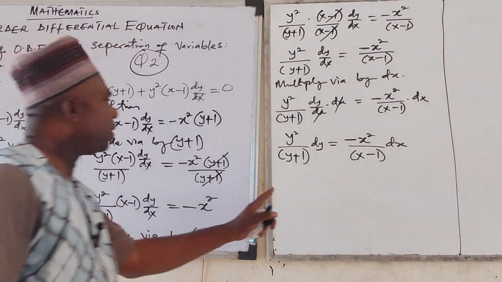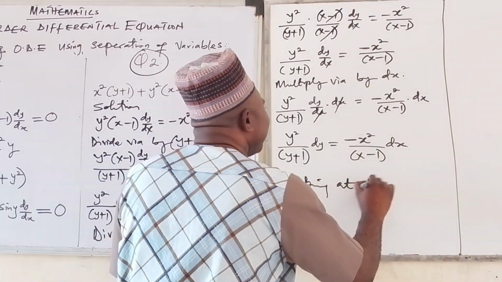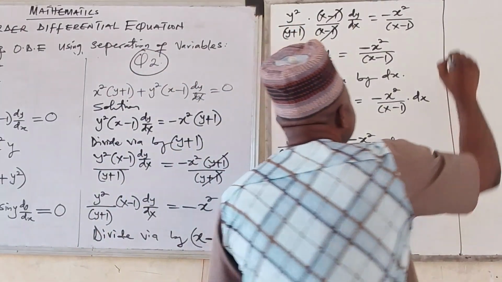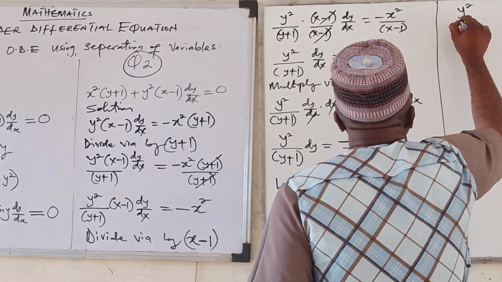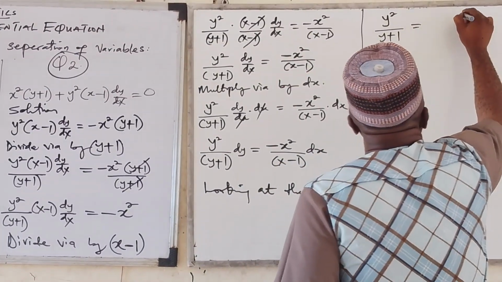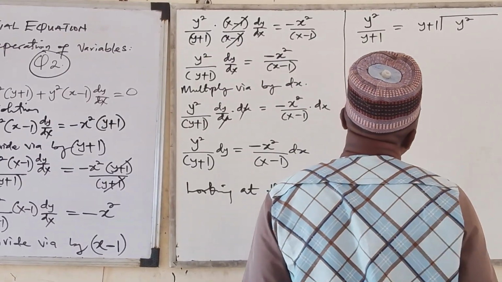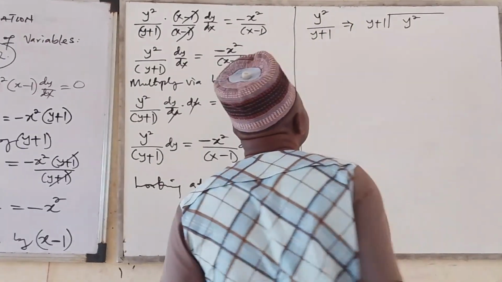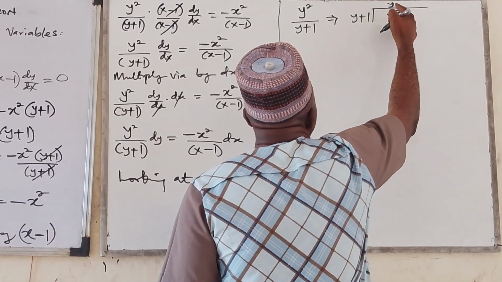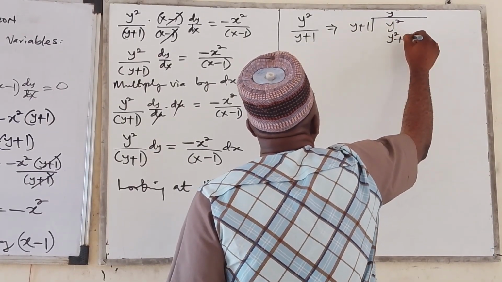Now let's look at the left hand side. For the left hand side we have y squared divided by y plus 1, and this is the same thing as saying, here we have y squared and we have y plus 1. So in this case, now let's begin. y into y squared is y. y times y is y squared. y times 1 is plus y.